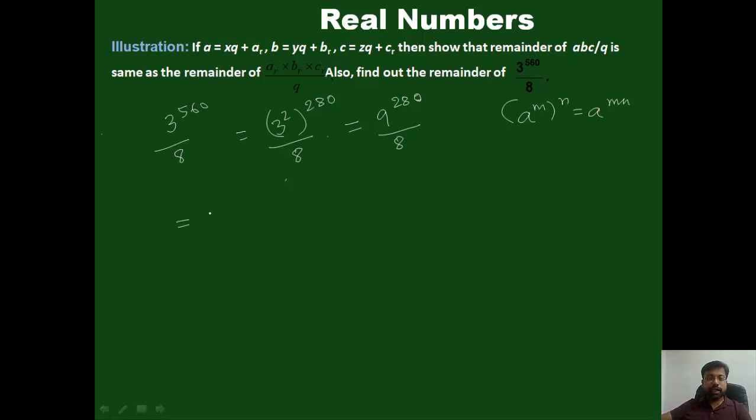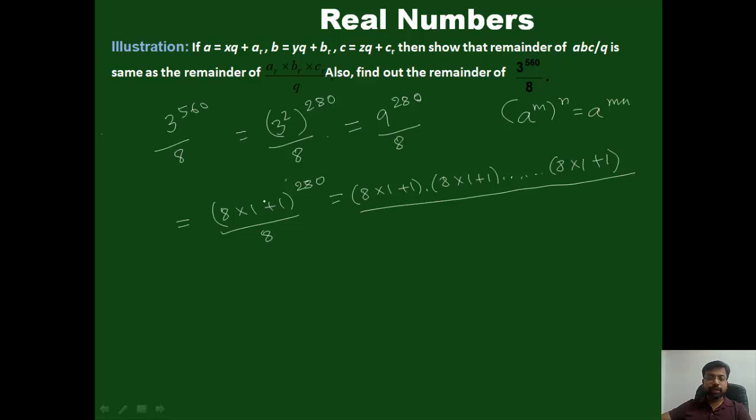Now what is 9? 9 is 8 into 1 plus 1, to the power 280, divided by 8, right? This is what 9 is. So what this essentially is: 8 into 1 plus 1, into 8 into 1 plus 1, into 8 into 1 plus 1. How many times? 280 times you multiply the same number. This is what power means, right? It means you have to multiply this number by this number 280 times. So this is what it is.